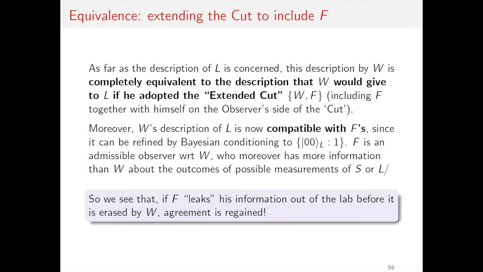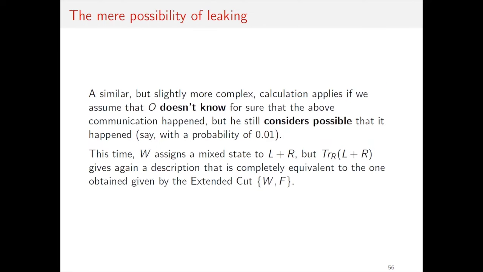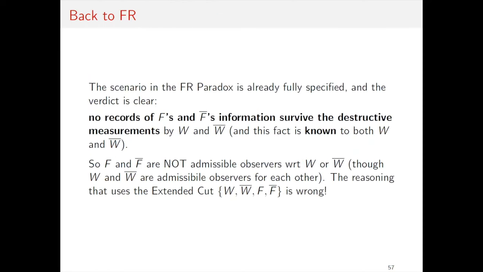I give the example here. How about the FR paradox? It's a good paper you have to read, because the paradox is very fully specified, so there's not much of a choice. It doesn't matter what happens after, because there's enough information there to conclude that, by our definition, neither F nor F bar are admissible observers from the outside perspective. Although they may seem to leak information via the signal, that information is not a record in our sense, because it doesn't preserve the information in all possible branches.